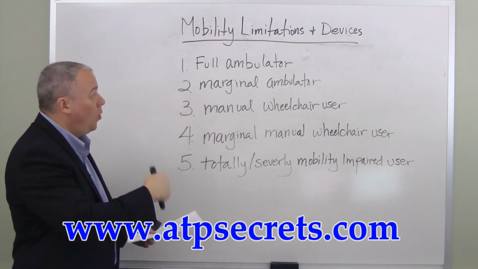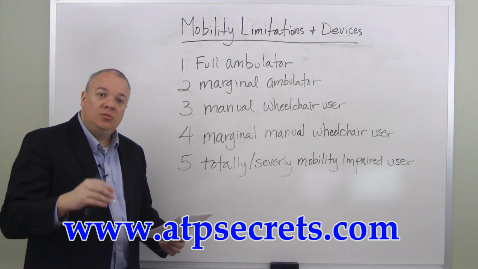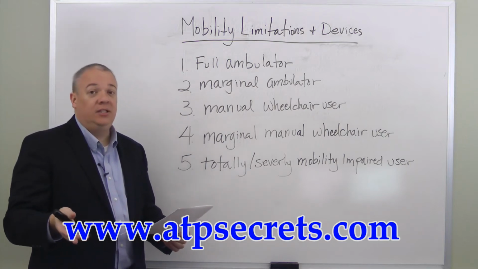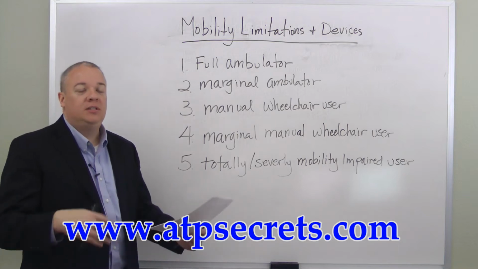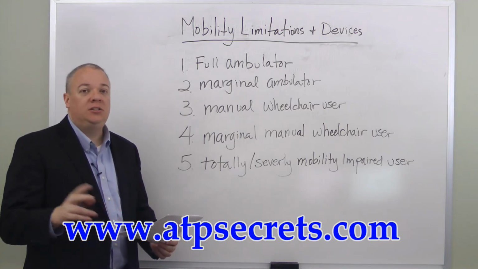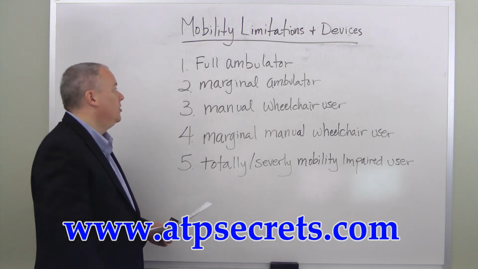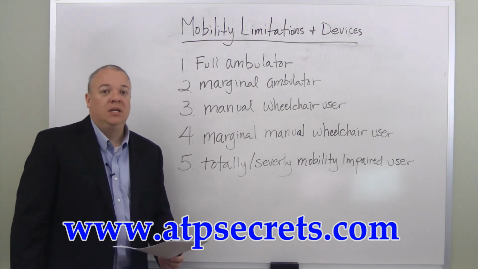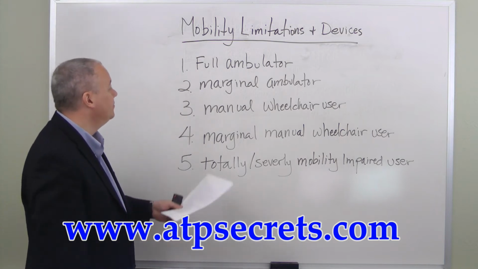Second is someone who can walk short distances unaided, but they do use a wheelchair occasionally, especially outside the home. So they can walk short distances, they can get around, but they have some limitations. They use a wheelchair occasionally, especially outside the home. This is number two, a marginal ambulator. So they are marginally ambulatory. They can walk around some, they need some help.